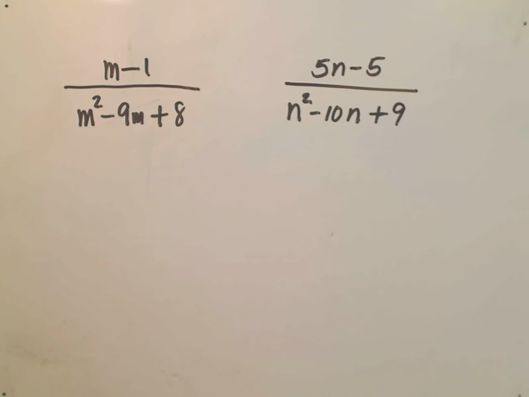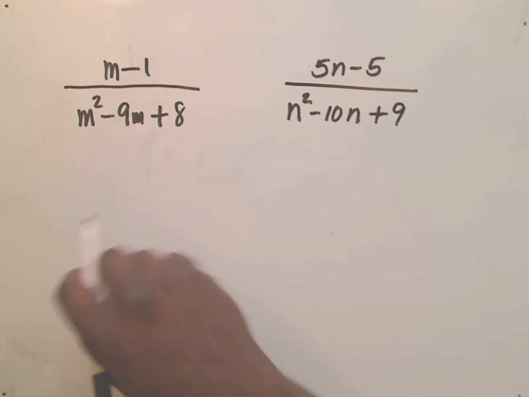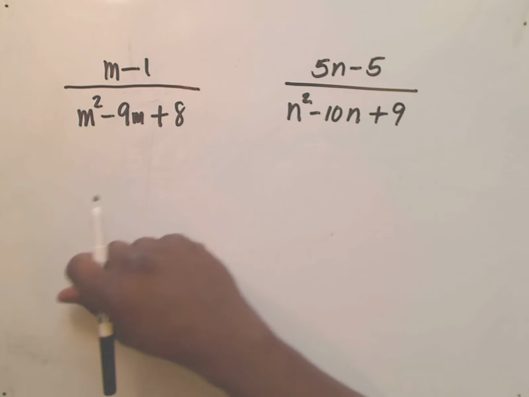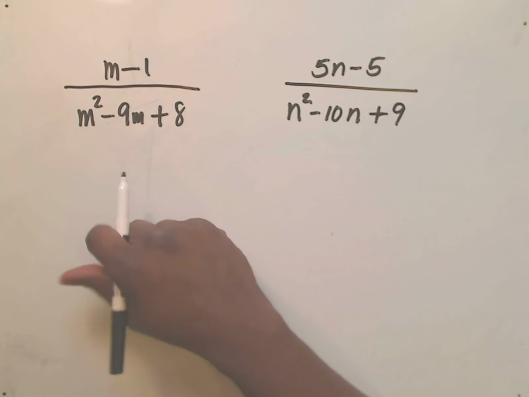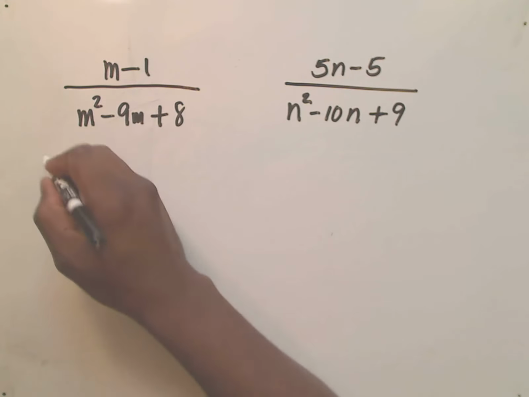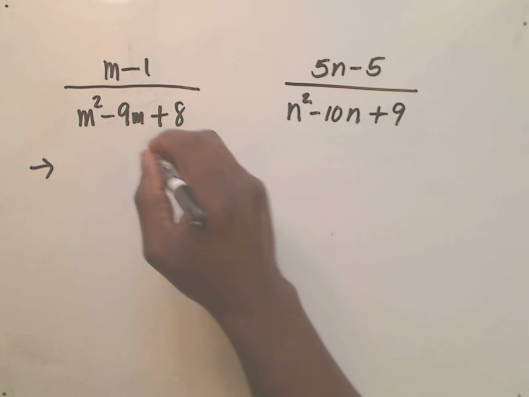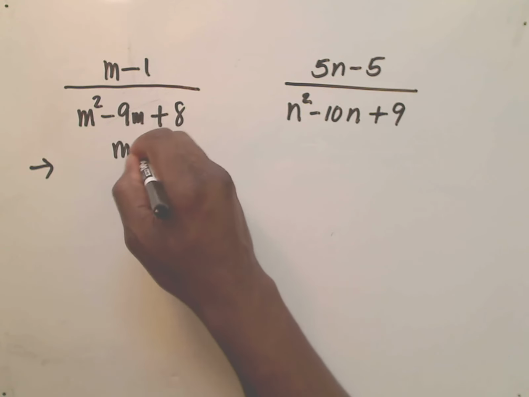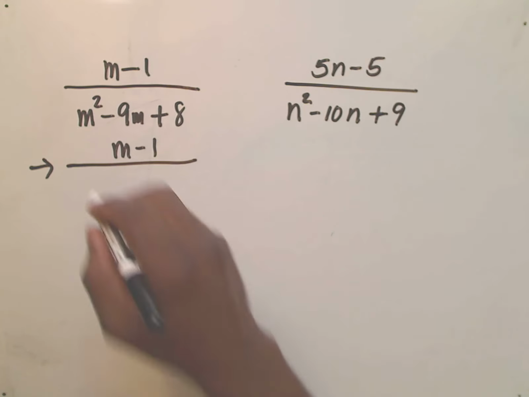Okay, we have two problems here. We want to focus on this one first, and we want to simplify both of these. Those are basically the instructions. So m minus 1 can't be simplified any further, so let's see if we can factor the denominator. See if something will cancel out.